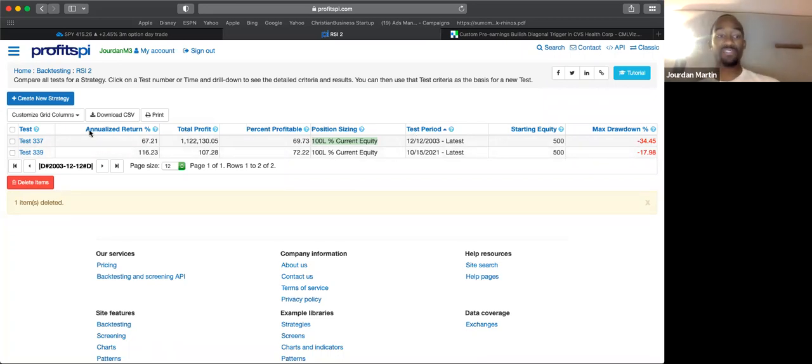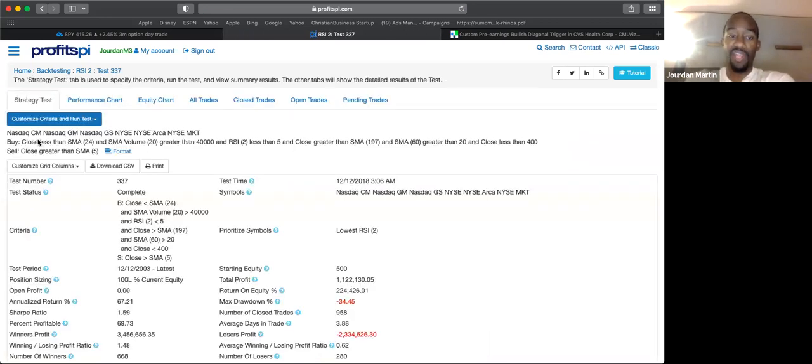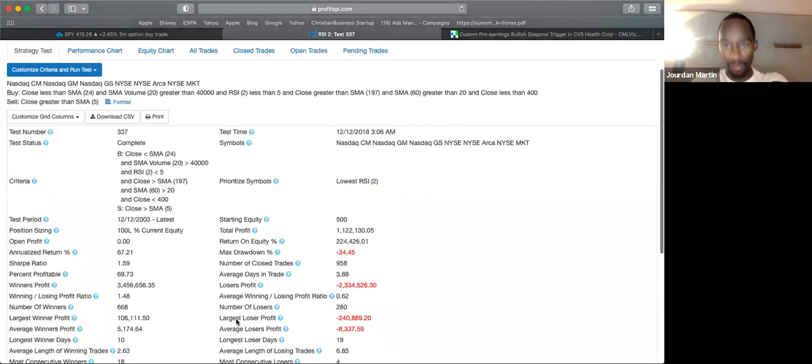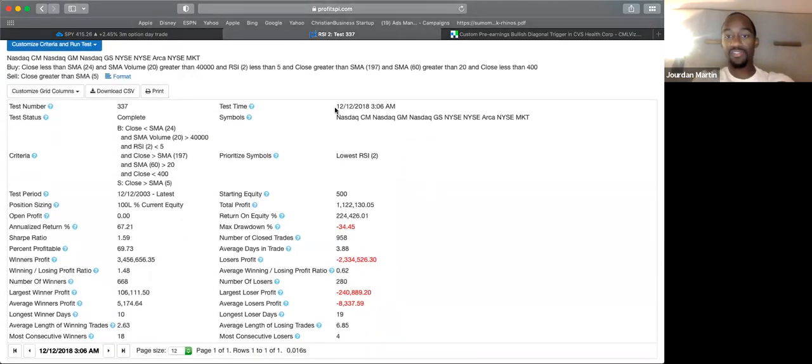But I did actually end up trading this strategy, and I traded it successfully throughout college. I was swing trading it, and it worked. So we're going to get into this strategy and break it down, and then also show you how you can test this out. So look at the numbers. The strategy that I ran December 12th, 2018 at 3:06 in the morning.